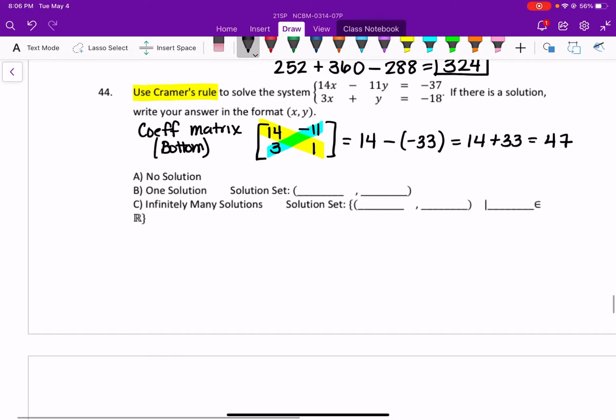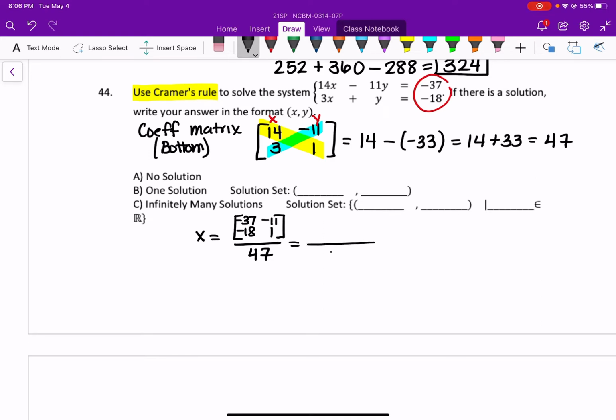So let's start off with x. So the bottom of my fraction here is going to be 47. I know that that's my bottom matrix. And for our top matrix, remember when we listed this out, our x's were in the first column, our y's were in the second column. So we're going to replace our x's with our answers up here. So we're going to have -37, -18, and then we're going to leave our y column completely alone, -11, 1.